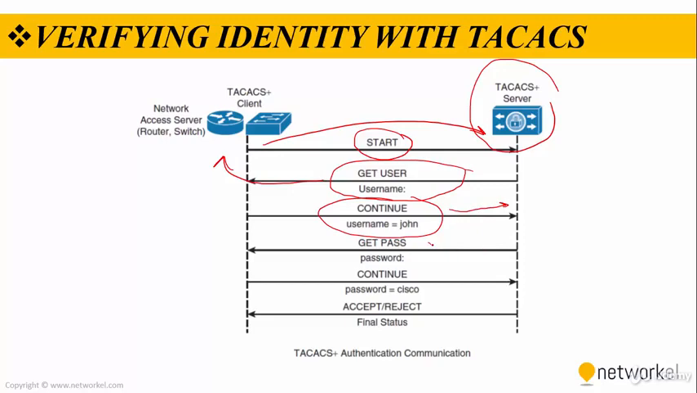Then TACACS sends the get pass message, a password request, to the client. The client replies back with the continue packet and sends the password inside this packet, as you can see. And as the final status, TACACS sends an accept or a reject message.